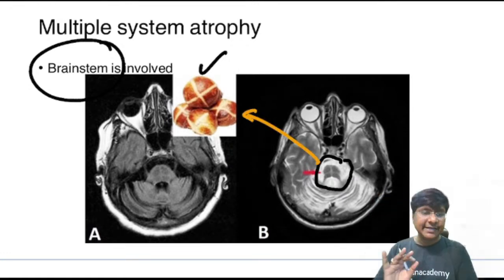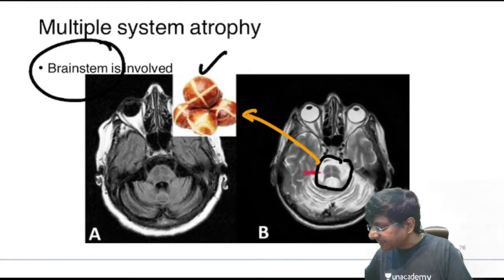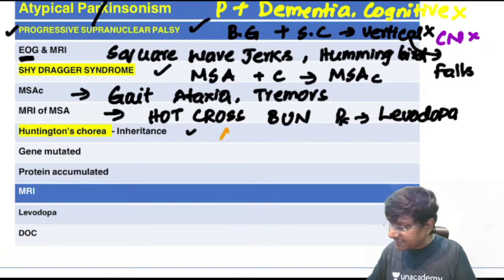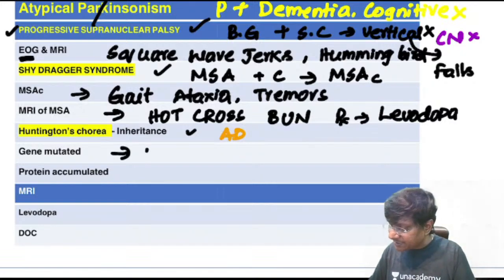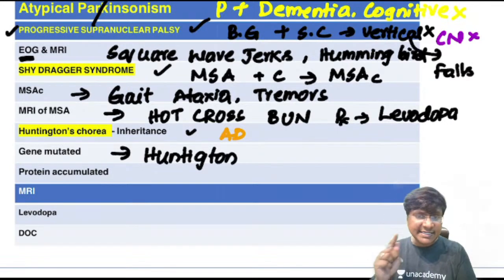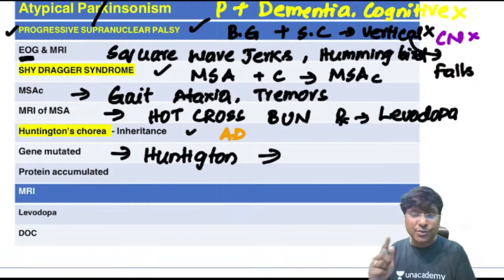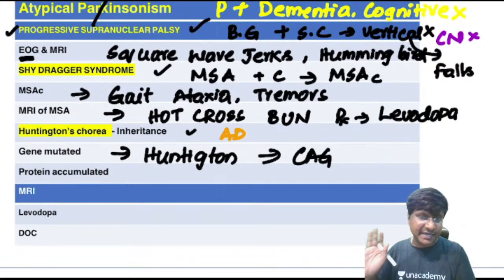Right. Then next, after having discussed multiple system atrophy, let me take up the next important atypical Parkinsonism, that is Huntington's chorea. In Huntington's chorea, the type of inheritance is autosomal dominant. And what is the gene that is mutated? The Huntington gene is mutated. And what is the type of mutation? It's a trinucleotide repeat, that is, a CAG repeat.